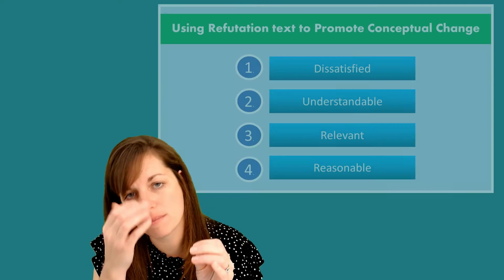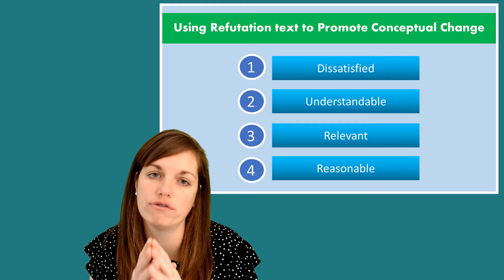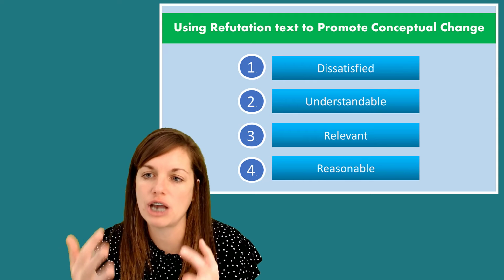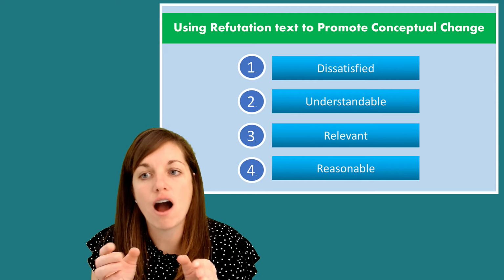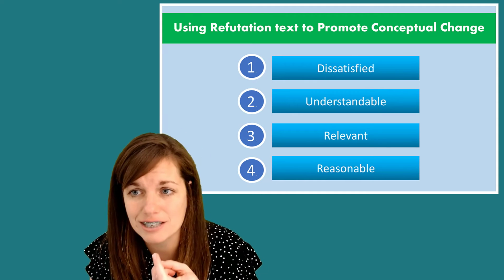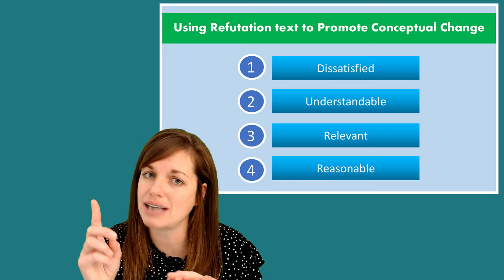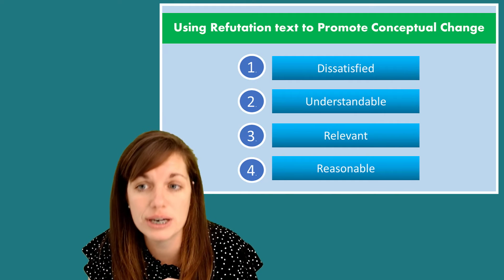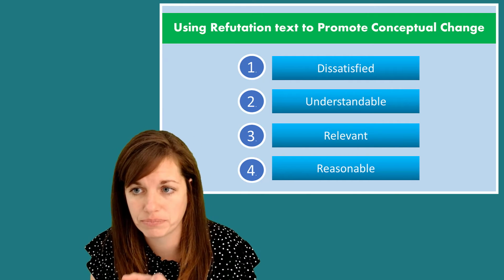Finally, refutation text focuses in on changing the current conceptions that the learner has about a piece of information. There are 4 elements that have to happen in order for refutation text to work and for learners to change their conceptions. They are, the learner has to be dissatisfied with the conception. The new conception must be simple and understandable. It must be reasonable and relevant to the learner.